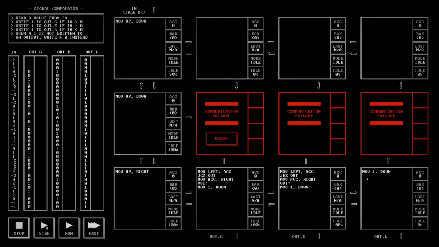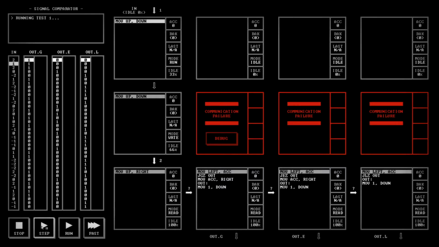But we have a problem now. We do actually want to do this conditionally. So move left into the accumulator and then jump less than zero to out. I don't know if there's a way to end. Can we end the... I'm afraid that... maybe it's not a big deal. Oops.